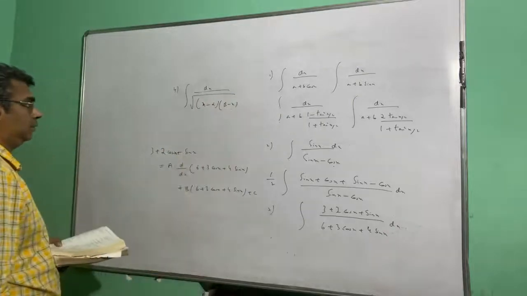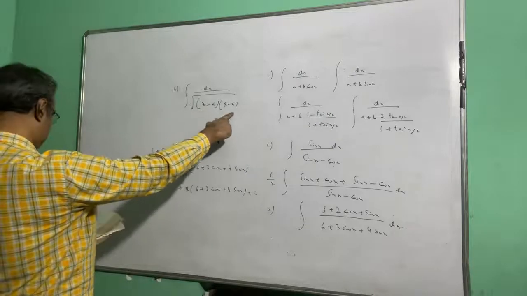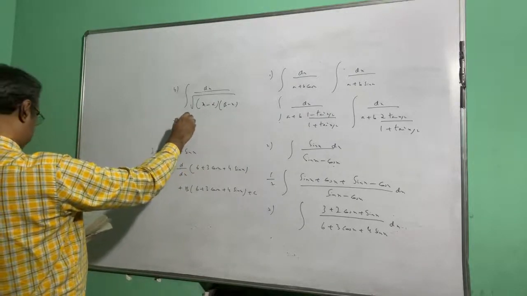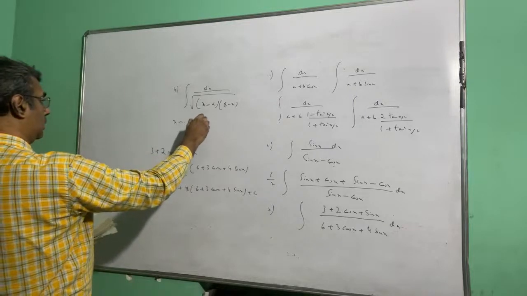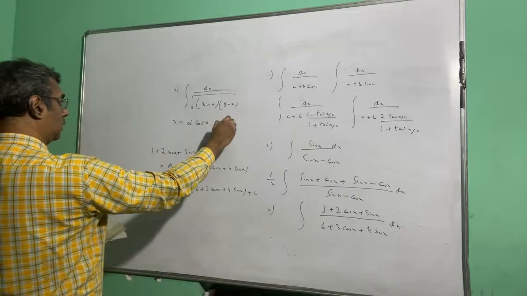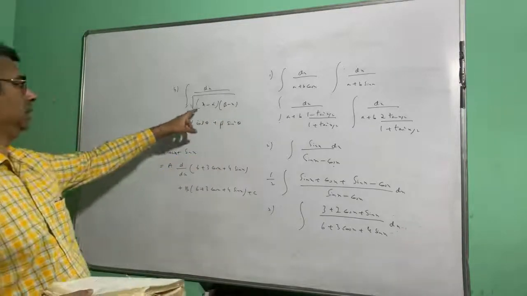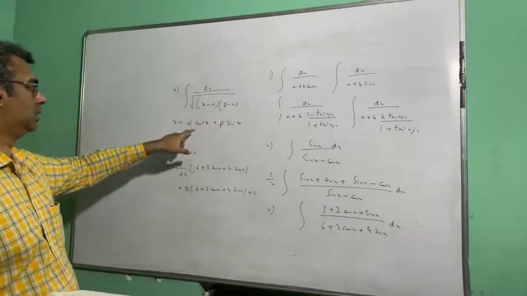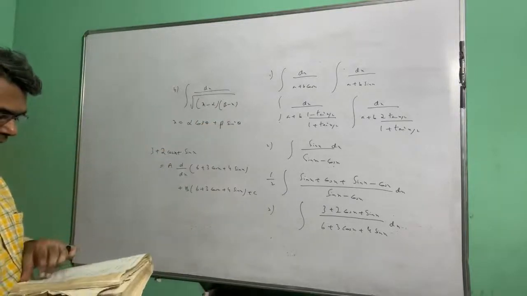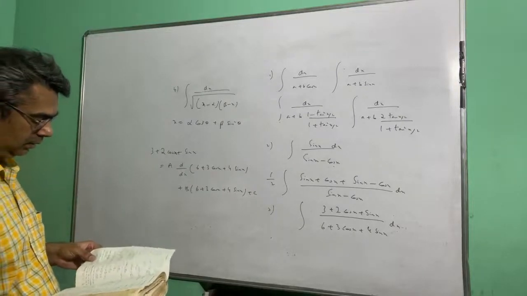If you have a sum like this, dx by (x minus alpha) into (beta minus x), then you will have to do the sum by putting x equal to alpha cos square theta plus beta sin square theta. If you have integral dx by root over (x minus alpha) into (beta minus x), you have to put x is alpha cos square theta plus beta sin square theta, and then do the sum.